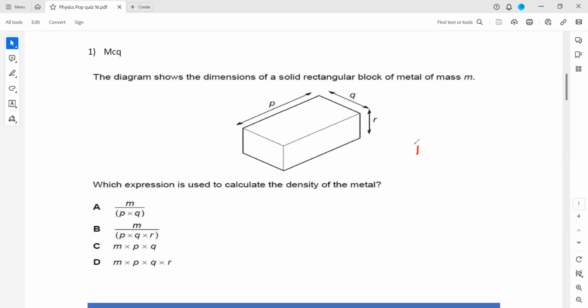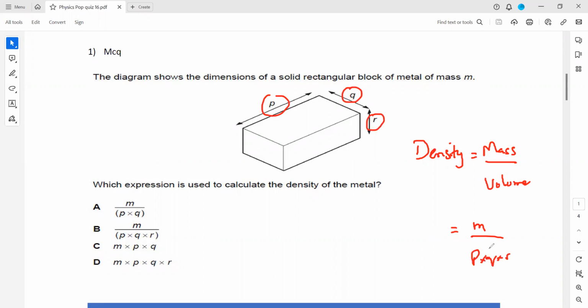So if you want to calculate the density, density is mass present in a unit volume. So density is mass divided by volume. Mass is m, but what about the volume? The volume is length, width, and height, like p, q, and r. So we just multiply p, q with r. When we multiply, we get the volume.